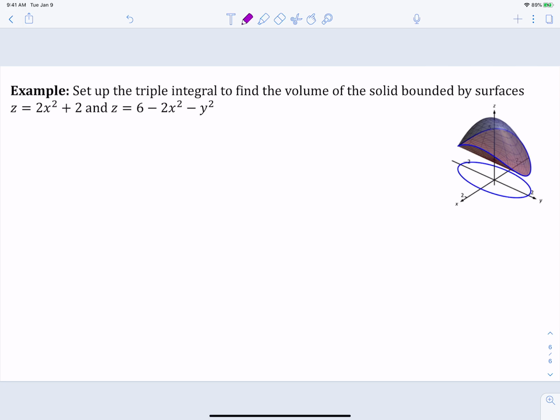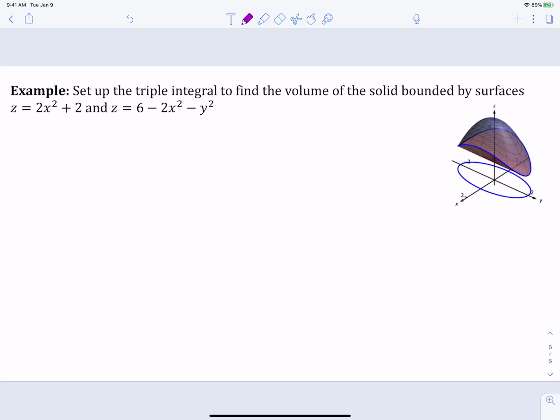Okay, one more for us to set up. And I already have a picture here because this is a much better picture than I can actually draw. So this is going to be set up the triple integral. So we're just going to set this up to find the volume of the solid bounded by two surfaces. And again, we're just going to set this up because that is really the hard part of this.